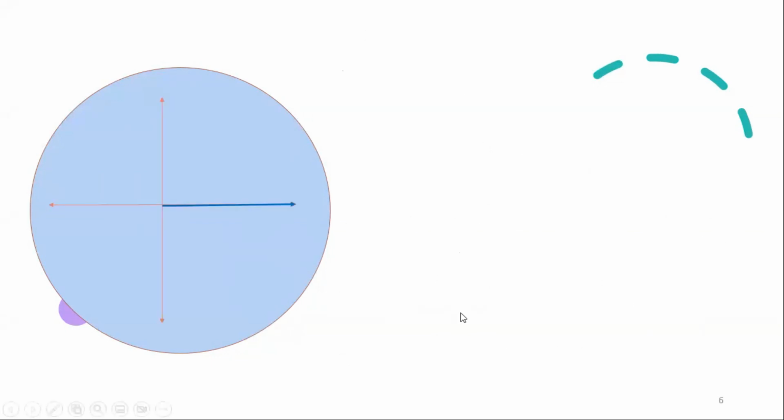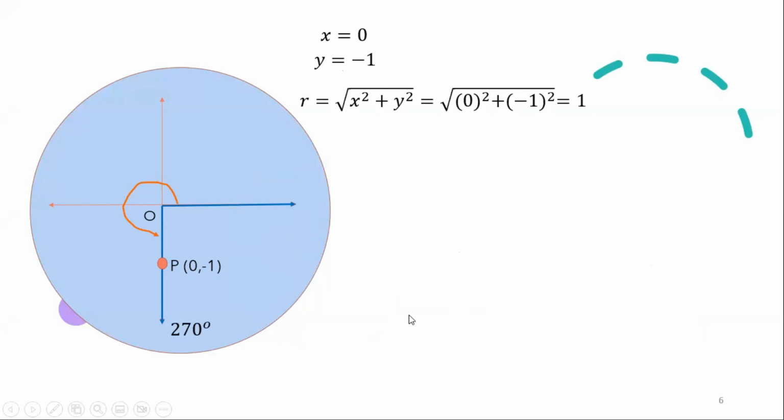So let's proceed to the next quadrantal angle, which is 270 degrees, still in standard position, rotating counterclockwise. Let us consider a point P on the terminal side of the angle, where point P is (0, -1). So x is 0, y is -1, thus r equals 1. Take note, r again is always positive.